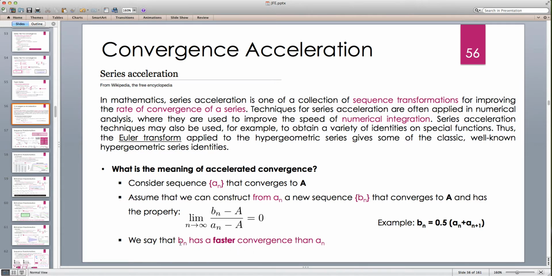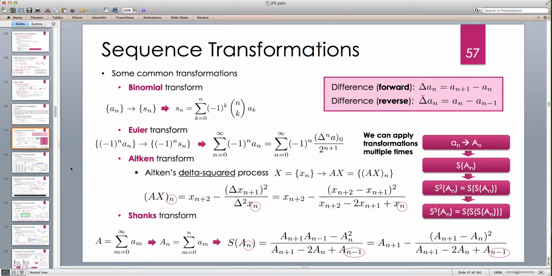And if bn has a faster convergence, that's good, because we are trying to find the limits, and we want to find them without going to a very large number of n, because as we increase n, it adds more and more computation cost, which we want to avoid. All right, and we discussed 4 of the most important transformations of the sequence.